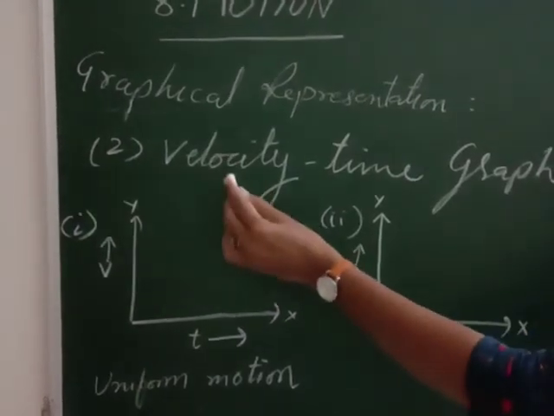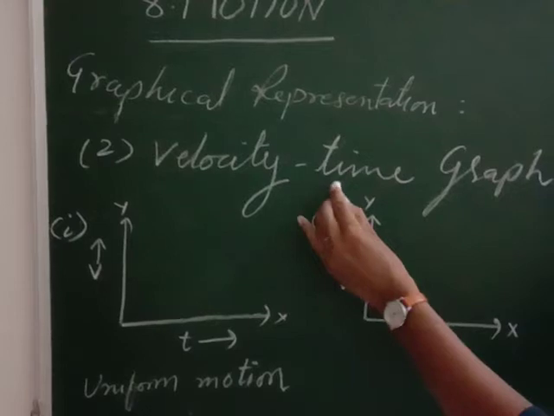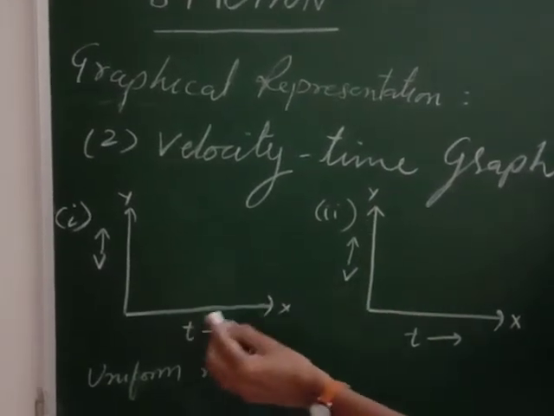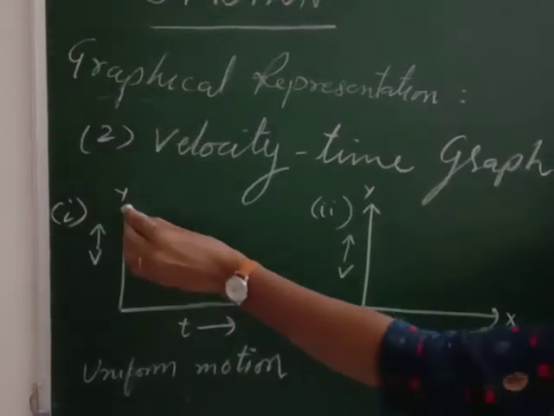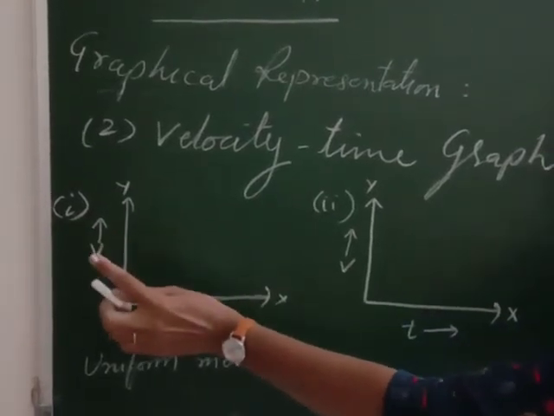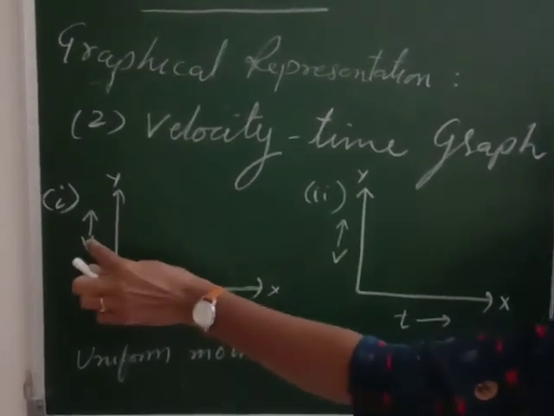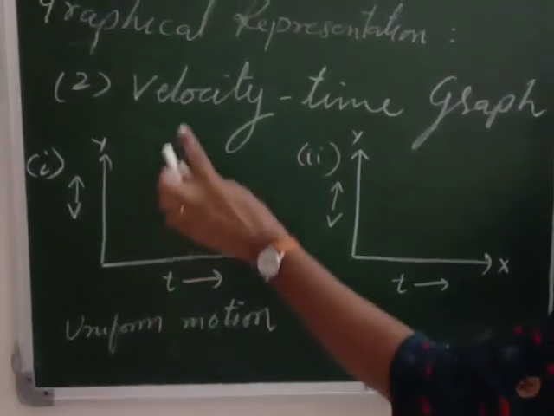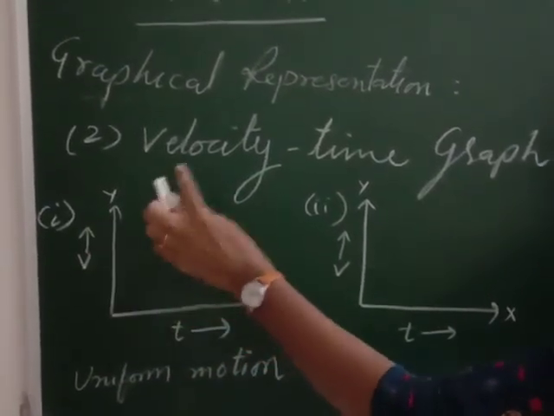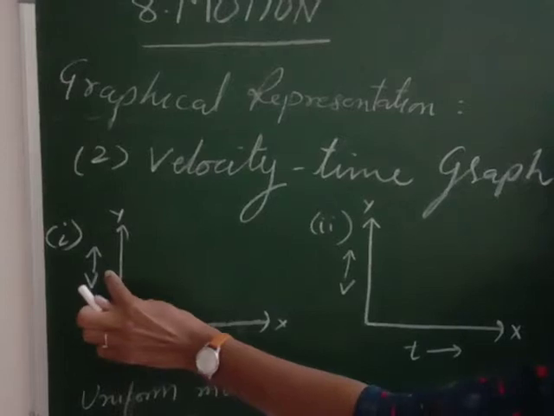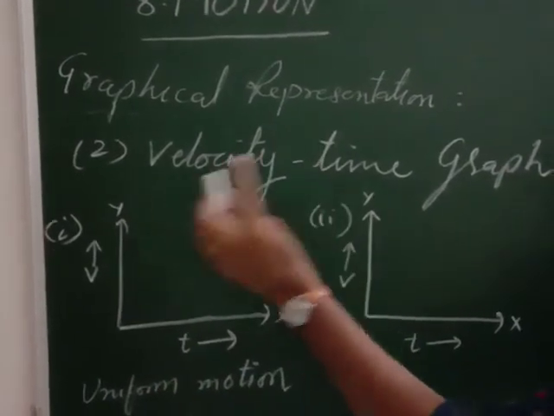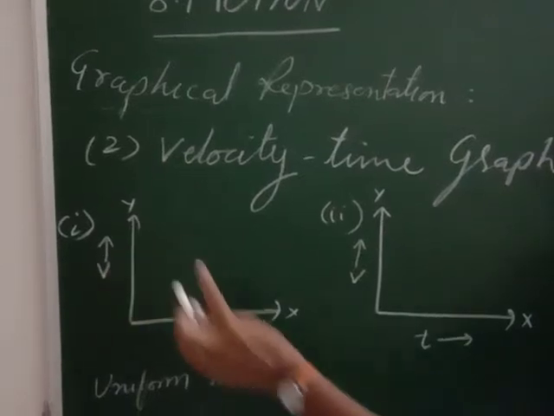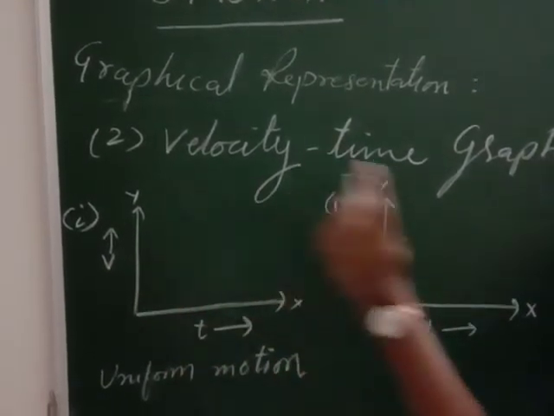Second types of graphs are velocity time graphs. In this, the x-axis represents time and the y-axis represents velocity. In a distance time graph, y represents distance and x represents time. But in a velocity time graph, y represents velocity and the x-axis represents time.